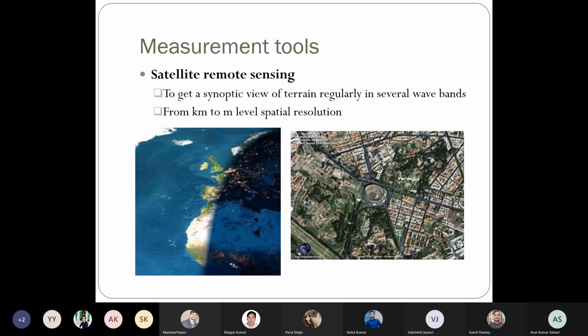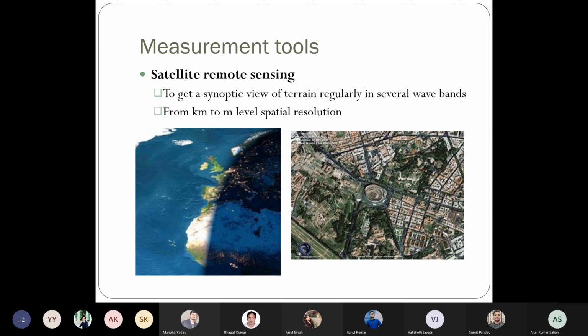Okay, obviously in that case the spatial resolution should be better. You can't go for building detection, building boundary detection, the outline of the building, using an image where the spatial resolution is, let's say, a few meters. Obviously for that purpose it should be at least at sub-meter level.